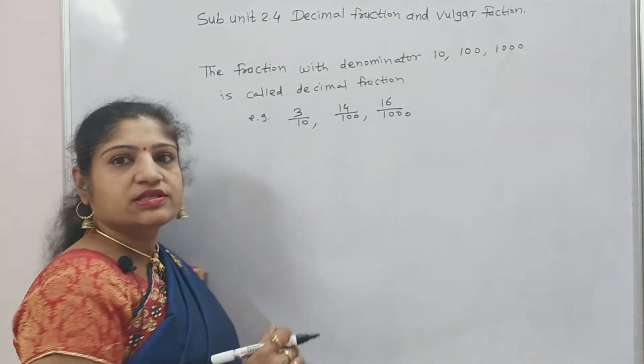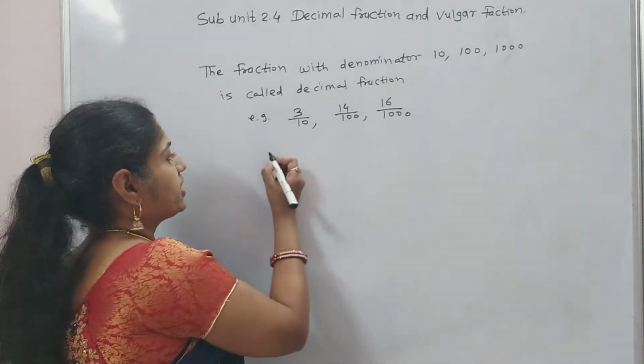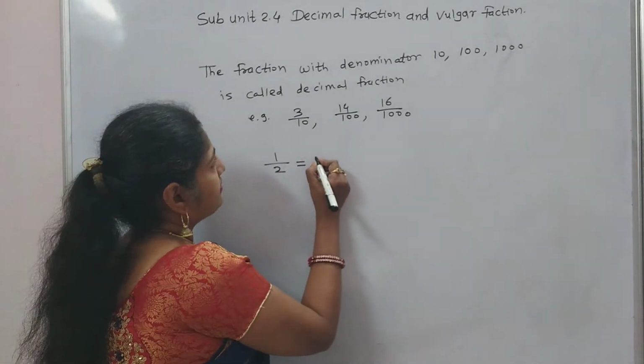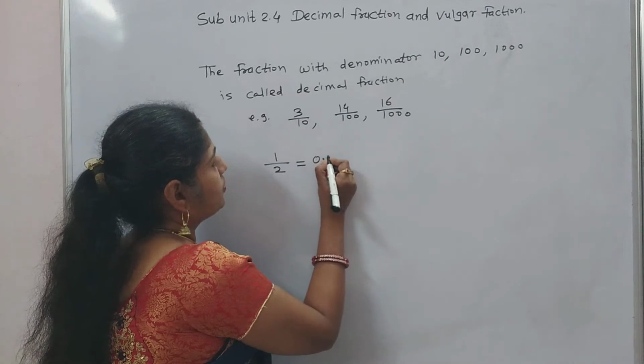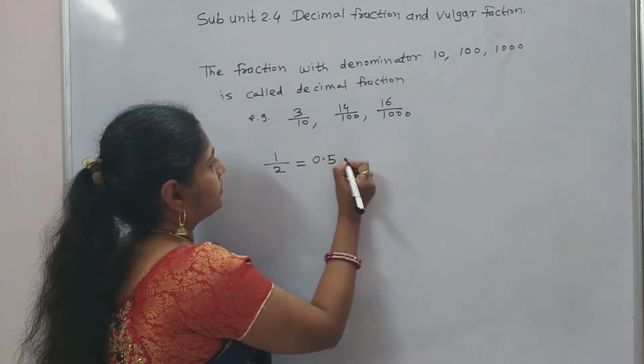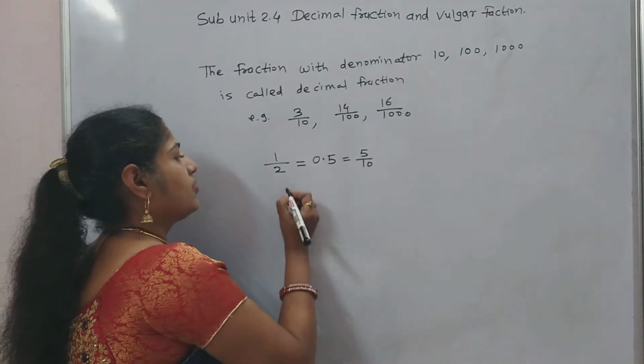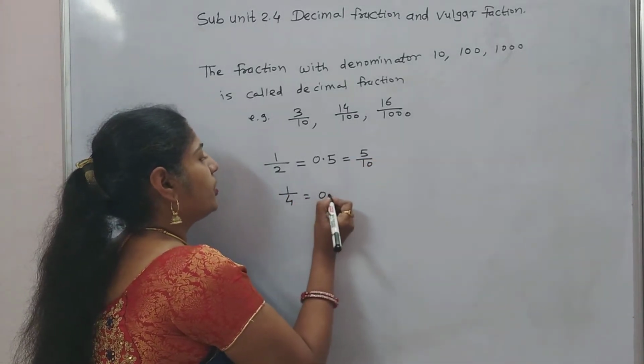A fraction can be converted into decimal form. For example, the fraction 1 upon 2 is converted into a decimal fraction, 0.5, which is 5 upon 10. 1/4 is equal to 0.25.